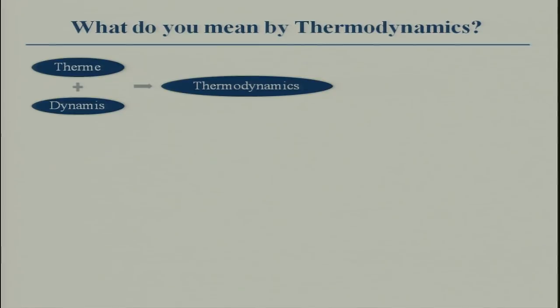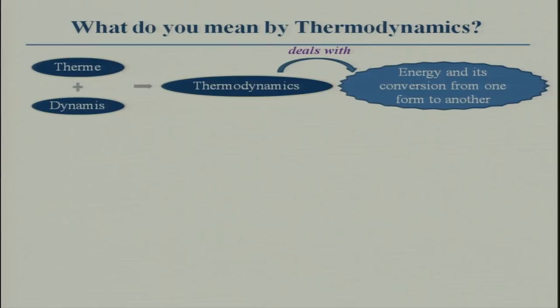And a question might arise, what is energy? If you look at the word thermodynamics, it consists of two Greek words, thermis and dynamics. Thermis means heat, and dynamics is force. Heat energy, or sometimes we call it thermal energy, is converted to various forms like electrical, mechanical, magnetic and others. Therefore thermodynamics deals with energy and its conversion from one form to another. So you can say thermodynamics is the physical science that deals with energy and its conversion from one form to another.